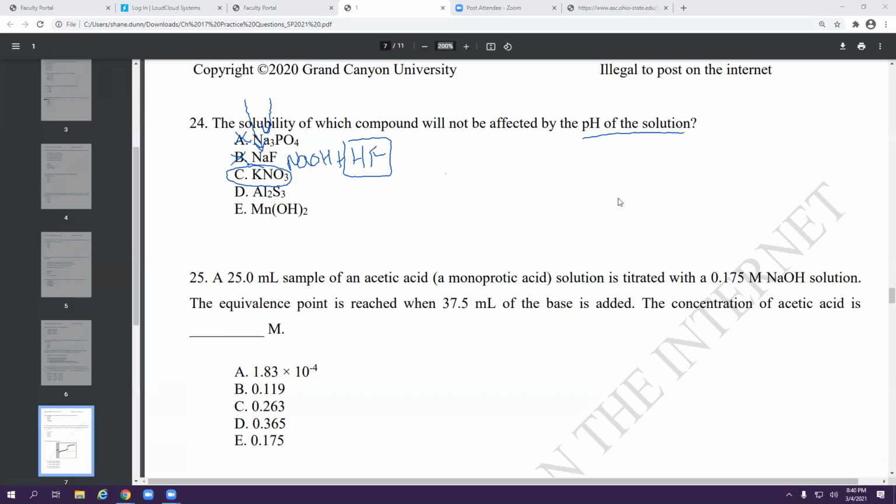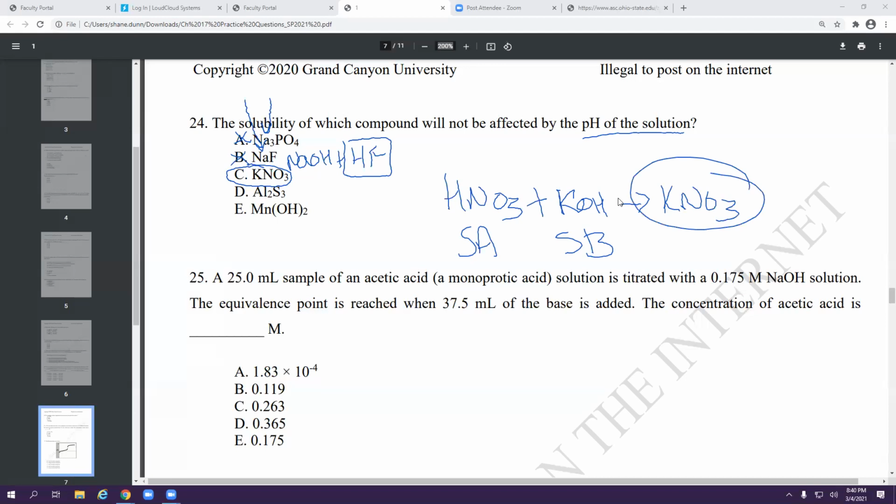The answer is C, because HNO3 is a strong acid reacting with KOH, which is a strong base. You will get KNO3, which is a neutral solution. Okay. So that's 24.